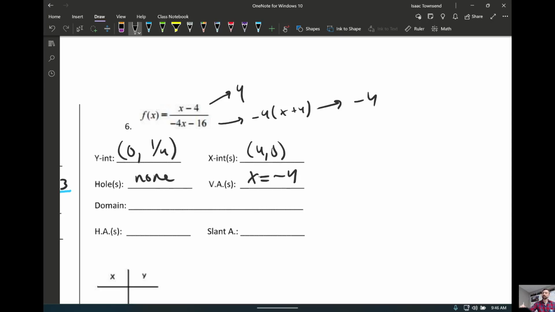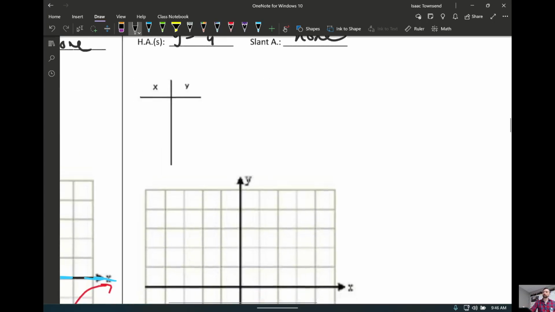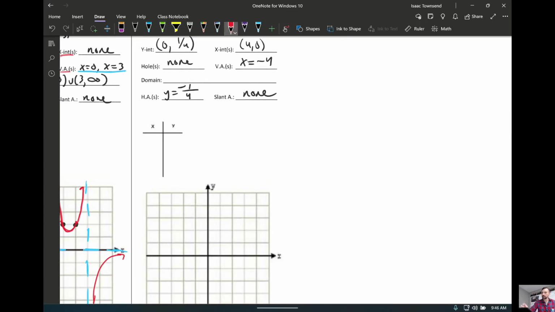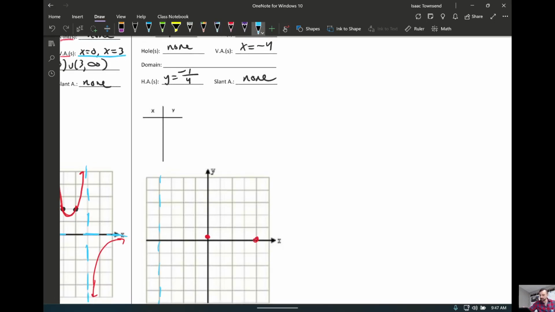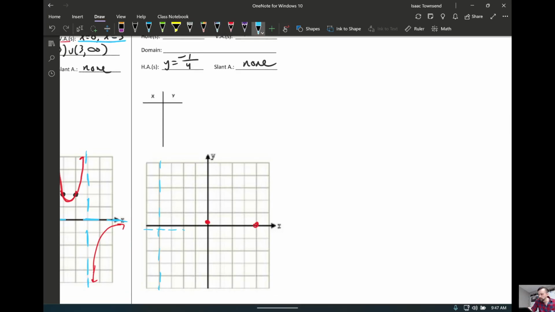Horizontal asymptote: compare the degrees. The degrees are equal, so it will be y equals leading coefficient over leading coefficient. Slant asymptote is long division: y equals the quotient, ignore the remainder, but only when the degree of the numerator is 1 bigger than the degree of the denominator, which is not the case here. We start throwing this stuff on the graph. We've got a y-intercept, an x-intercept, a vertical asymptote, and a horizontal asymptote.